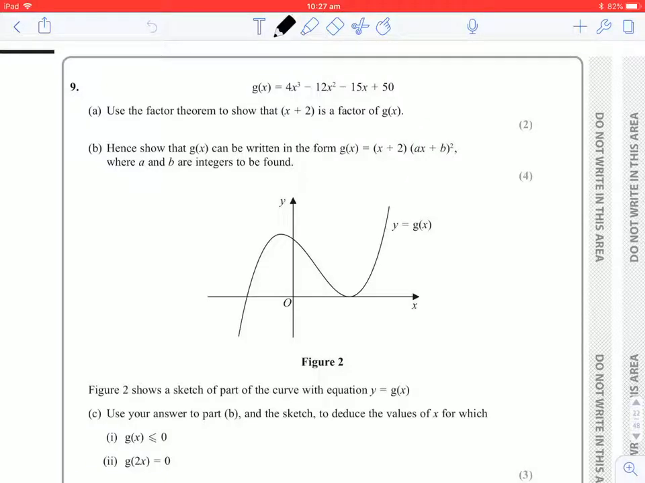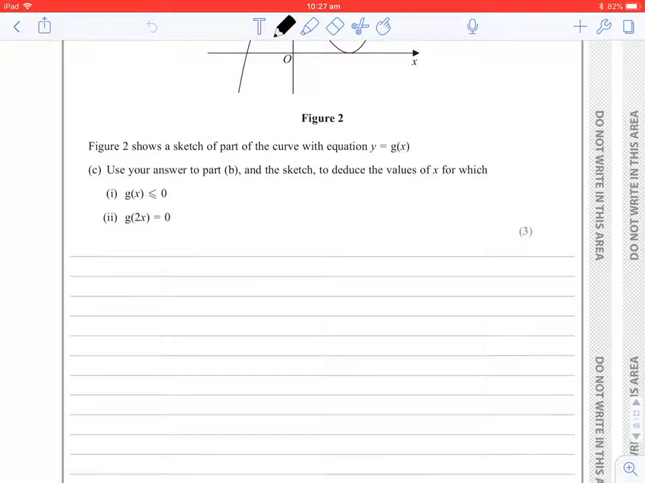The May 2018 AS paper, question 9. So we've got a function g of x, 4x cubed minus 12x squared minus 15x add 50. And part A asks us to use the factor theorem to show that x plus 2 is a factor of g of x.